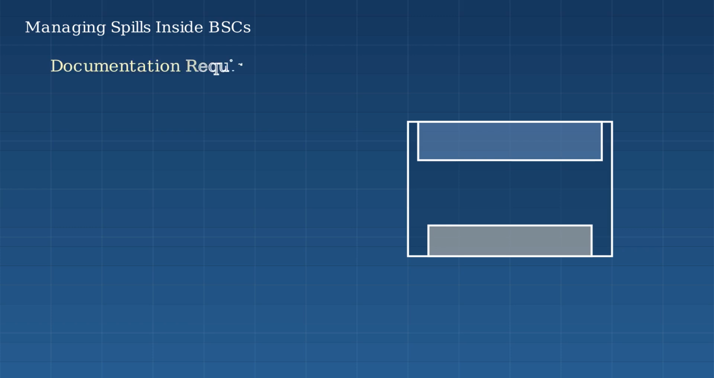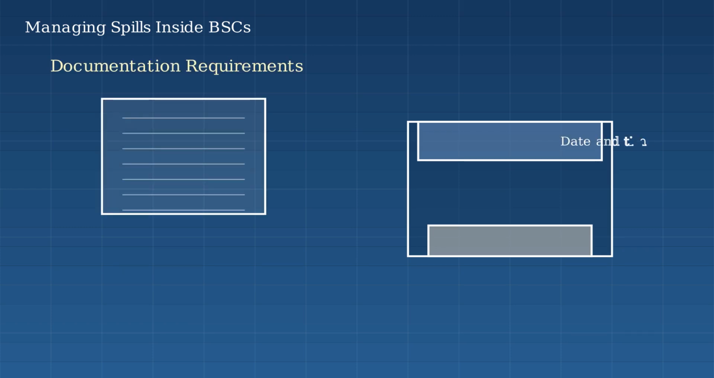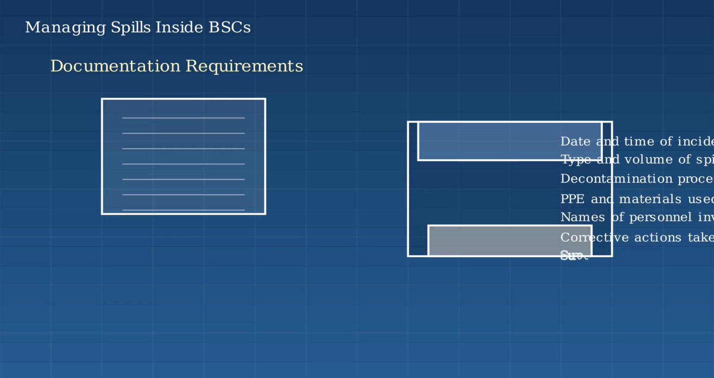Proper documentation of spill incidents is essential. Your documentation should include the date and time of the incident, type and volume of spilled material, decontamination procedures used, PPE and materials used for cleanup, names of personnel involved, corrective actions taken, and supervisor notification details.